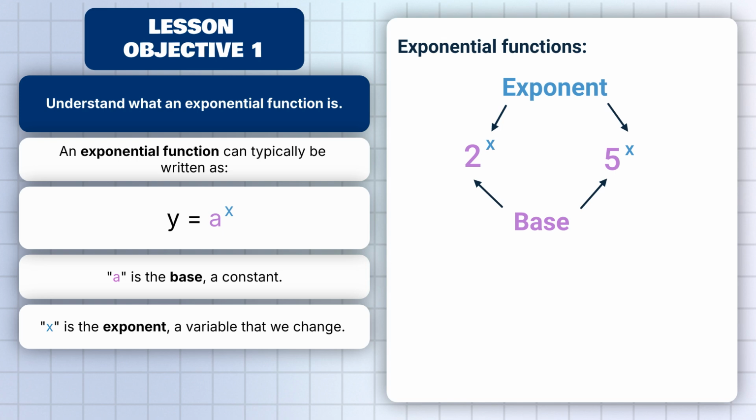A particularly unique and important base for exponential functions is the constant e. The number e is approximately equal to 2.718 and is similar to the constant pi, in that it frequently appears in various areas of mathematics. Thus, an example of an exponential function using this base would be y equals e to the power of x.